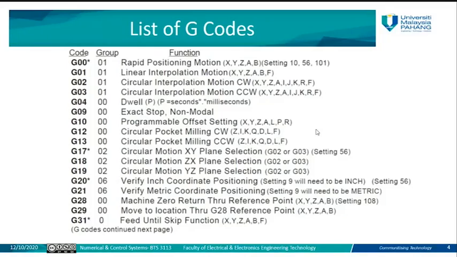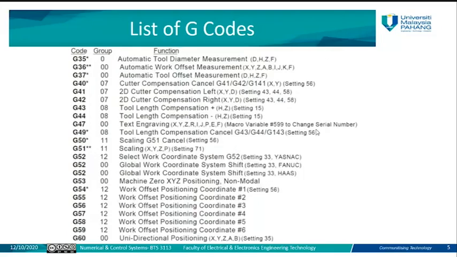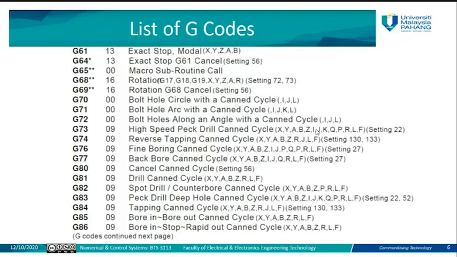Is it for milling? As you can see here, G12, G13 are circular pocket milling, clockwise, counterclockwise circular motion. G17, G18, G19 are circular motion in the XY plane, and so on. So all this list has their definitions for the G codes. You can see how long this list is, which includes a lot of G codes.